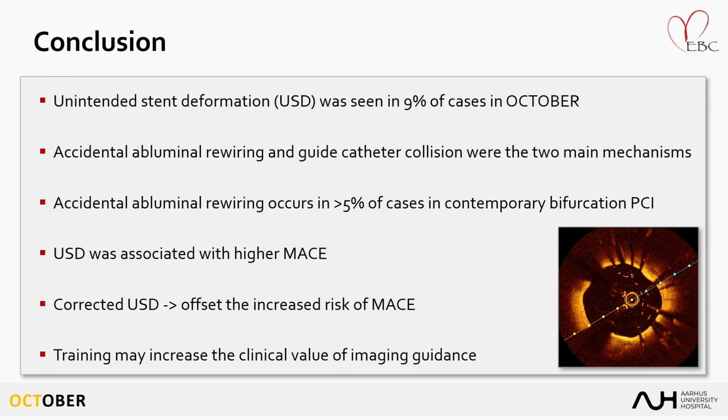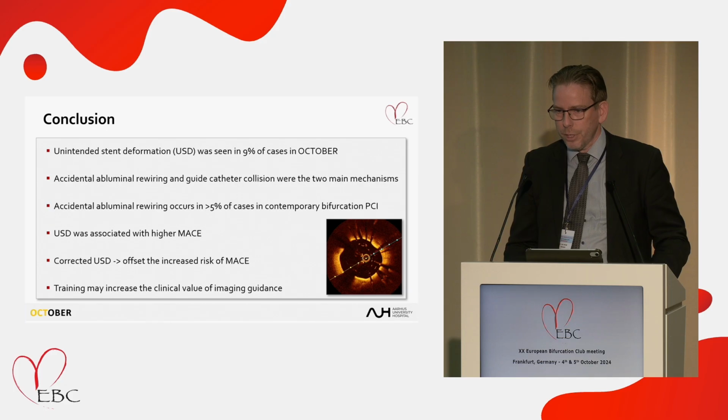So in conclusion, unintended stent deformation was seen in 9% of cases in the OCTOBER trial. Accidental abluminal rewiring and guide catheter collision were the two main mechanisms. Accidental abluminal rewiring occurs in a little more than 5% of cases in contemporary bifurcation PCI. Unintended stent deformation was associated with higher MACE. If we corrected it, it offset the increased risk of MACE. Training may increase the clinical value of imaging guidance, looking forward into the future with more use of intravascular imaging. Thank you very much.